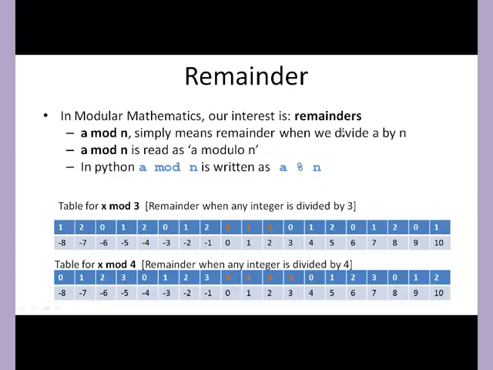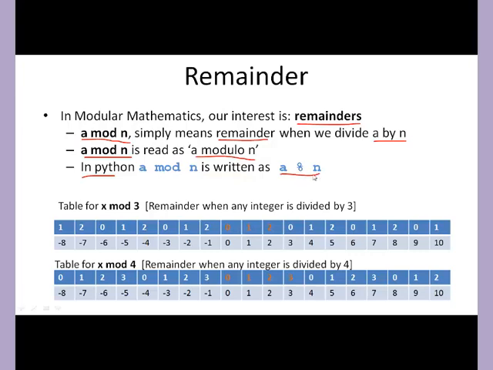In modular mathematics our interest is remainders. So we say modular mathematics, otherwise we can say remainder mathematics. So a mod n simply means the remainder when we divide a by n. a mod n is read as a modulo n. In Python, a mod n is written as a % n.